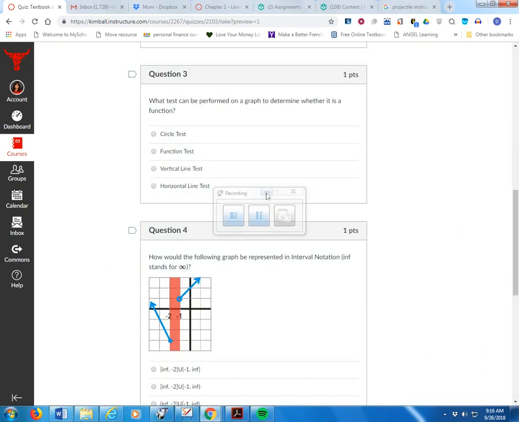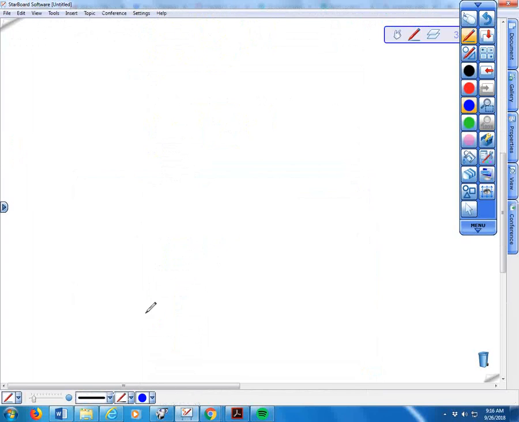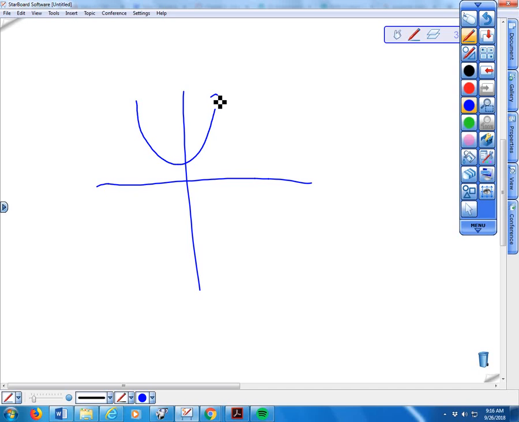Question 3. What test can be performed on a graph to determine whether it is a function? I put vertical line graph. Vertical line test. That's what I put. You put vertical line test? Yeah, I just see what's wrong. It is vertical line test. Vertical. So I'll have to check that and see.